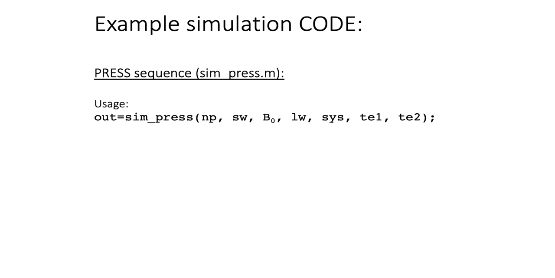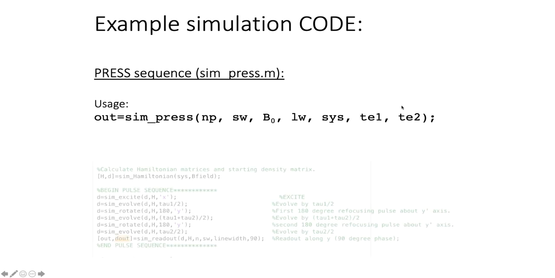What other pulse sequences do we have? We also have a PRESS sequence. This is achieved using the sim_press function, and the usage of this function is really similar to the 1pulse, except that we now have echo time parameters that we have to supply as well.